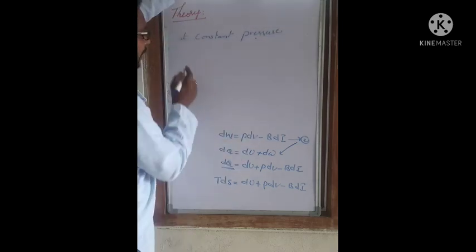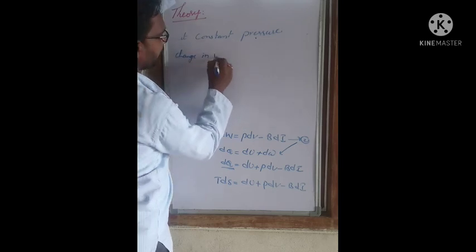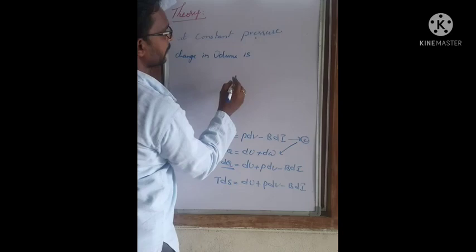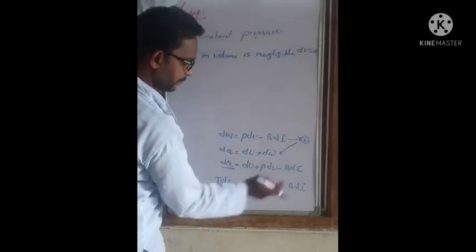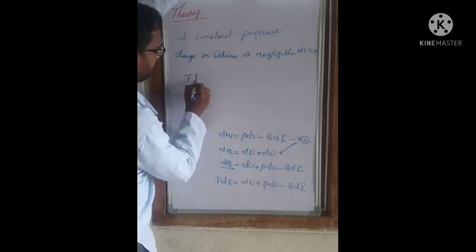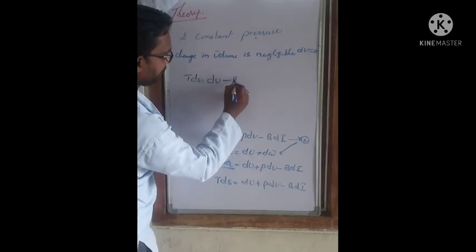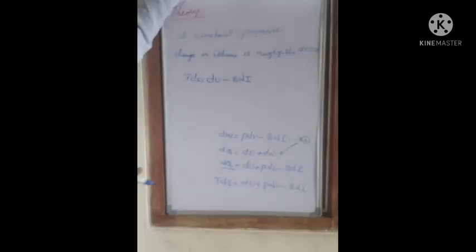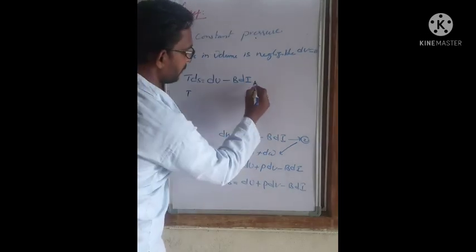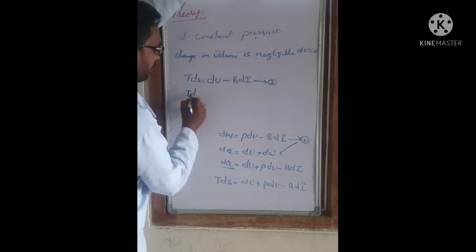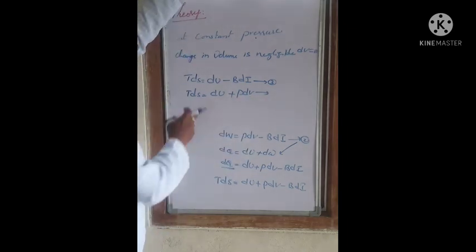At constant pressure, the change in volume is negligible. Therefore dV equals 0. Substituting dV equal to 0 in this equation, we get T dS equal to dU minus B dI. Let us assume this is equation number 3. And we know that T dS equals dU plus P dV, this equation.